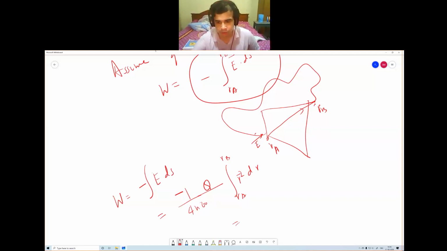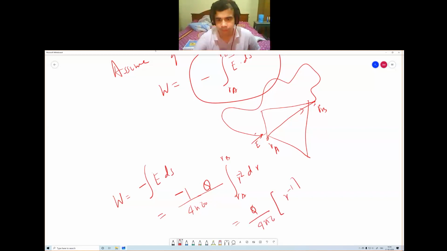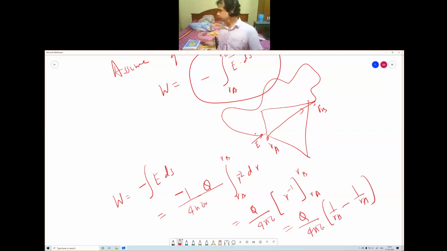So Q by 4 pi epsilon naught, minus 1 by r from RB to RA, or Q by 4 pi epsilon naught times 1 by RB minus 1 by RA. This is the work done. Okay, this is coming straight line.